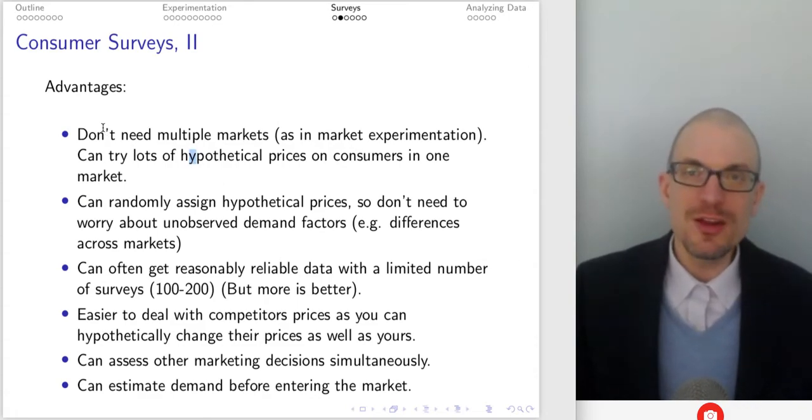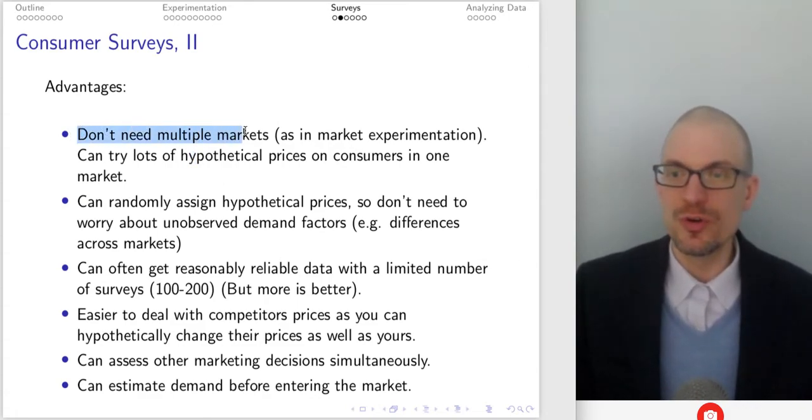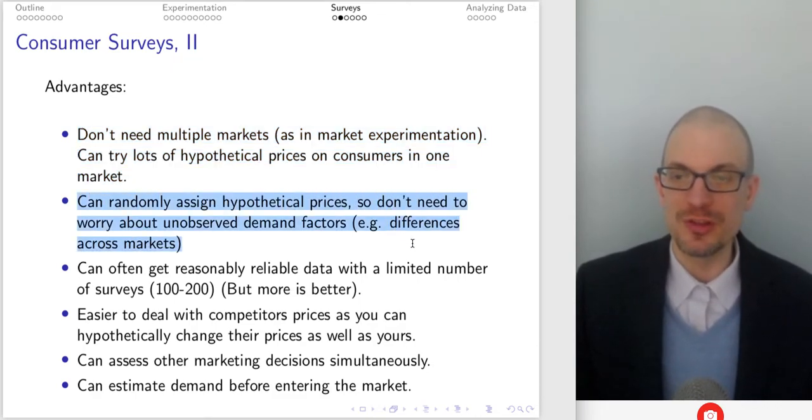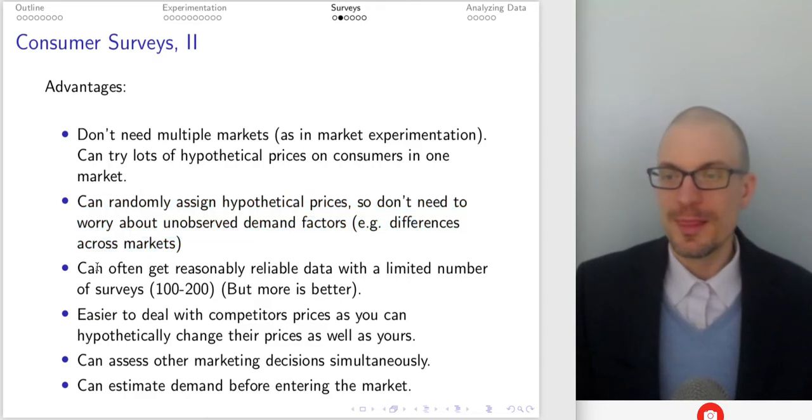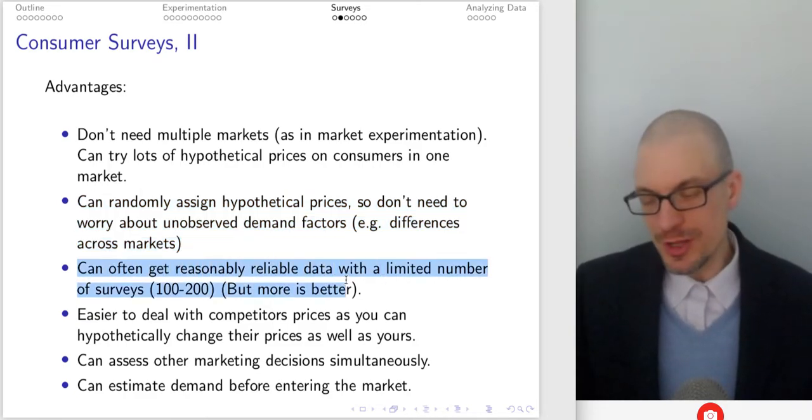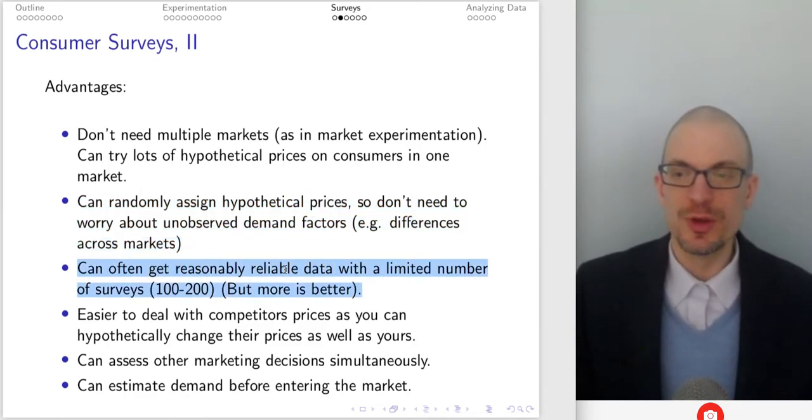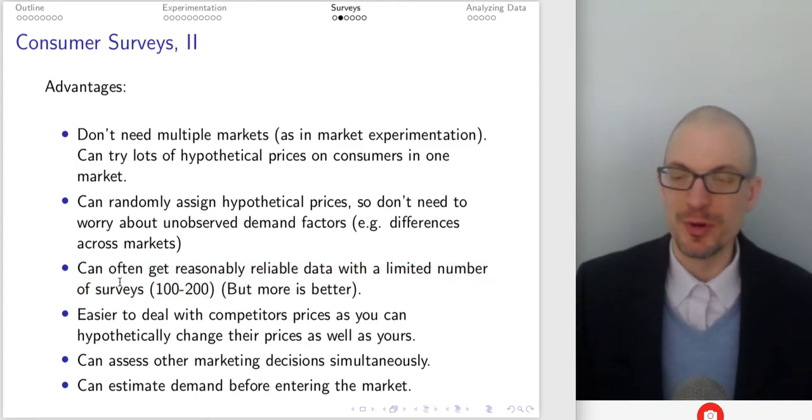But there's some advantages to surveys. In particular, you don't necessarily need multiple markets, as you would for experimentation. You can try a lot of different hypothetical prices on consumers in a single market. You can randomly assign those hypothetical prices to different groups. You can get pretty reasonably reliable data with a relatively small amount of surveys. You'd want over 100, and more is better because you'd have smaller standard errors.